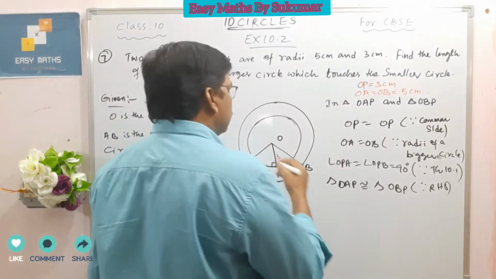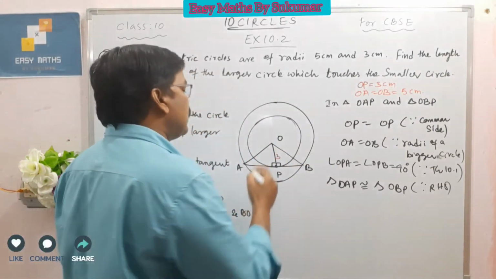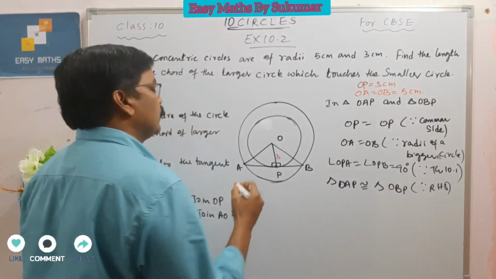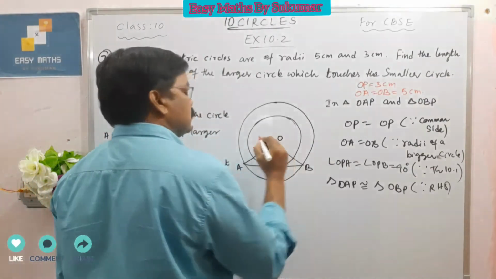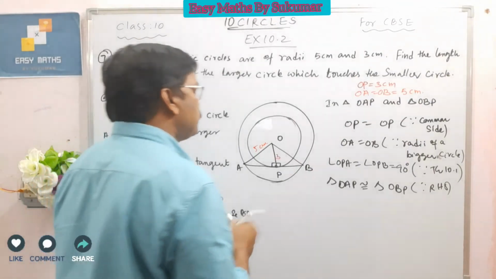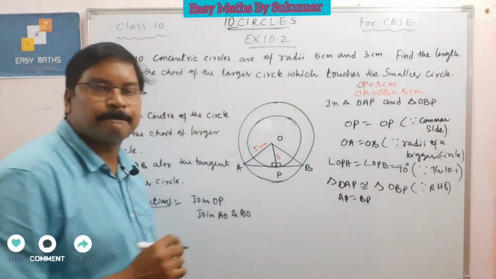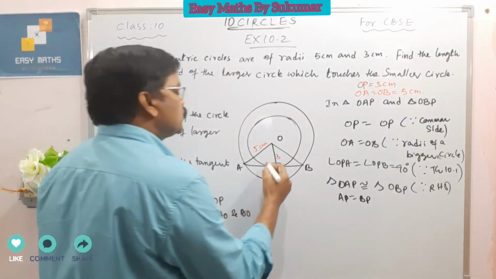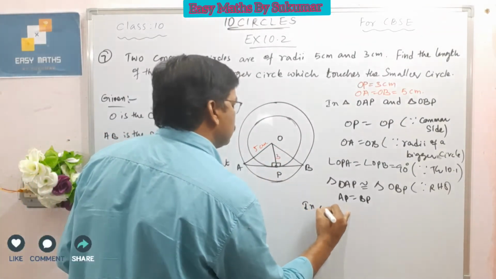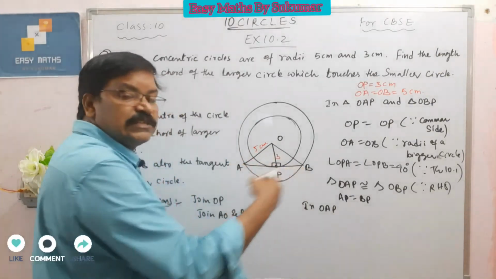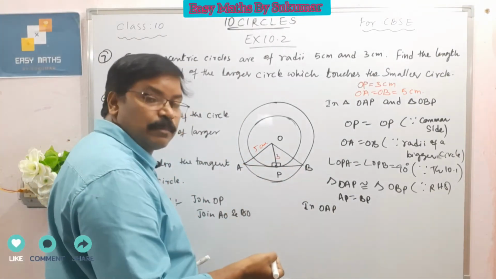So here these two triangles are congruent. Actually this is 5 centimeters. That means that AP and BP are equal. AP is equal to BP. See my dear students, in triangle OAP, since it is a right angle triangle, we can apply Pythagoras theorem.